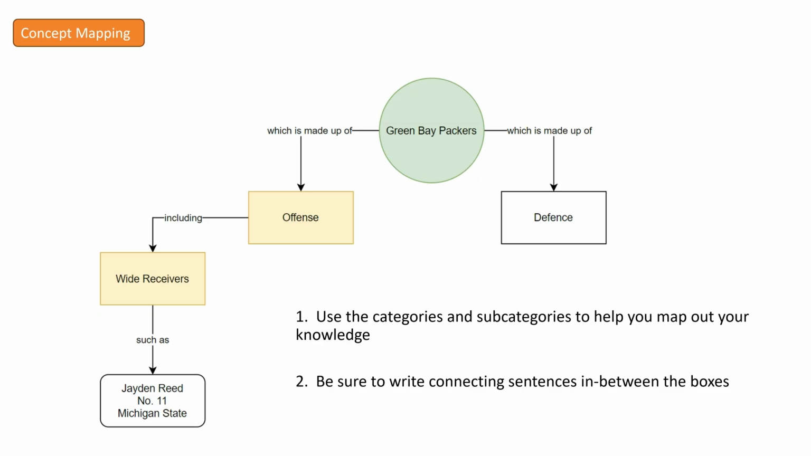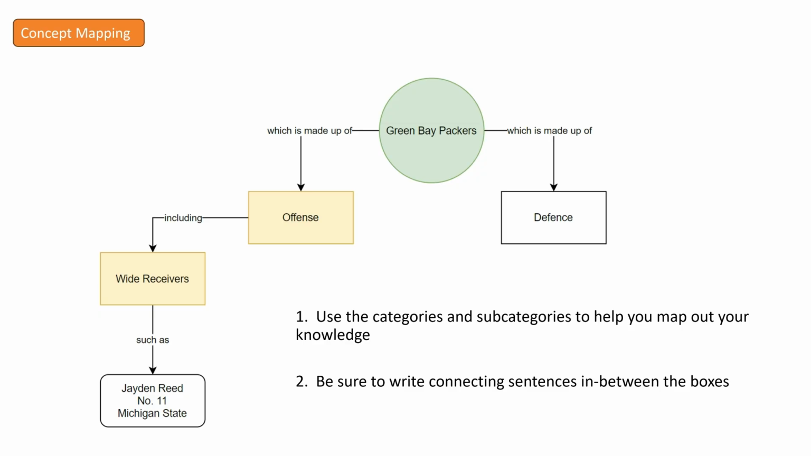Why do I do this? Because a lot of people are going to actually eventually write these up in essays. And so it's connectives that are simply getting the ideas to flow together, a bit like writing sentences in an argument. Here I can see that I've got Green Bay Packers, which is made up of offensive players, including wide receivers such as Jaden Reed, number 11, Michigan State. All the information I need to know about him. I could have made his into several more boxes below if I wanted to.